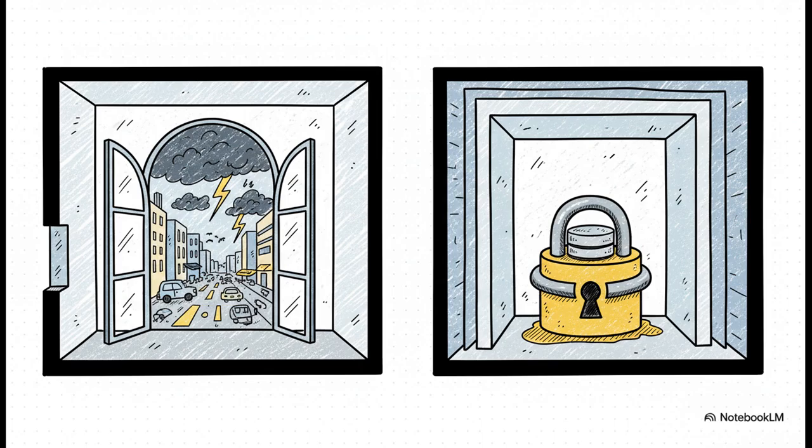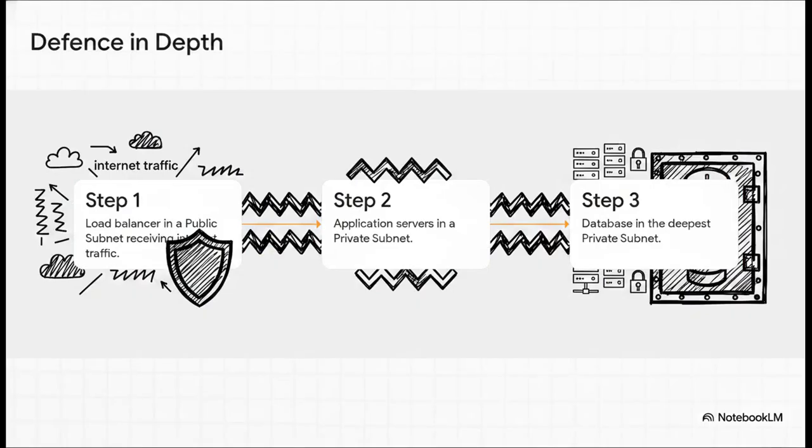I mean, think about it. You would never, ever put your most sensitive assets, like a customer database, in a room with a big glass window facing a busy public street, right? So laying out your rooms this way creates what we call a defense-in-depth architecture. It works like this. You put your load balancer in a public subnet because, well, it has to talk to the internet. Then you tuck your application servers safely away in a private subnet where they only take traffic from the load balancer. Finally, your database goes into the deepest, most isolated private subnet, only talking to the app servers. This way, if an attacker somehow breaches the public load balancer, they still have to battle through multiple layers of internal security just to get anywhere near your private data.